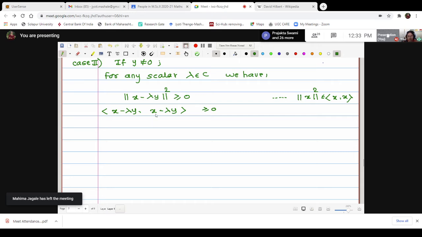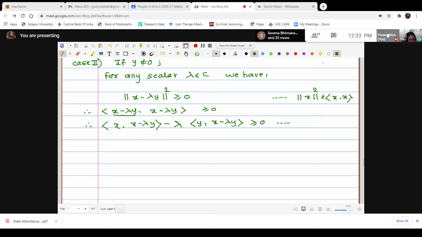Now we will just use linearity in first variable and conjugate linearity in the second variable. First I will use linearity in first variable, which tells us here we will separate this term in the first variable. Therefore this is inner product x with x minus lambda y, minus scalar lambda is taken out and we remain with the vector y with x minus lambda y, which is non-negative.